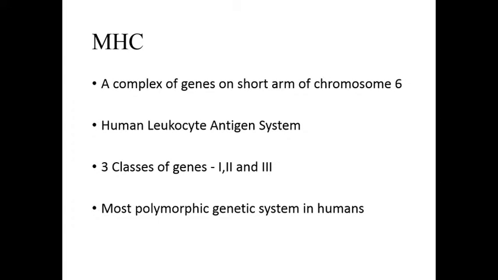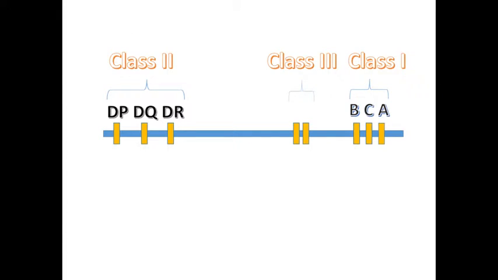Now MHC molecules are polygenic. That means class 1 itself has many genes like A, B, and C, and class 2 has DR, DP, and DQ, and that is what you call polygenic. In fact, MHC is also polymorphic, the most polymorphic system in humans, and we'll be coming to both shortly. This is the haplotype, and here we can see class 1, class 2, and class 3. Class 1 is further divided into three genes, A, B, and C. So they are polygenic.